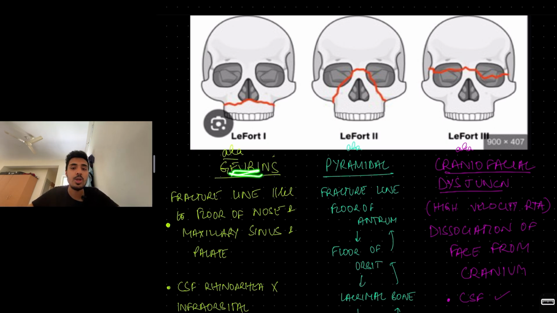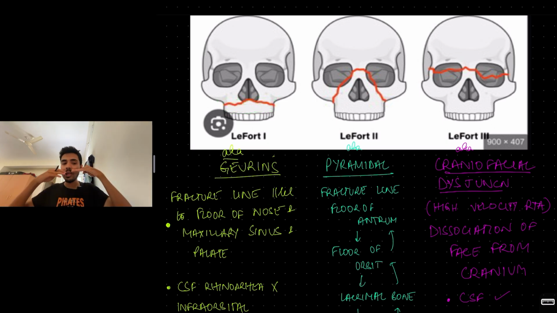Lefort 2 is also known as pyramidal fracture. Lefort 3 is also known as craniofacial disjunction. Basically, what happens in Lefort 1, the fracture line, as you can see, is parallel to the palate. It is parallel to the floor of the maxillary sinus and the floor of the nasal cavity. So the fracture line is parallel to the floor of the nose, to the floor of the maxillary sinus, as well as to the palate. So that is where the fracture line is.